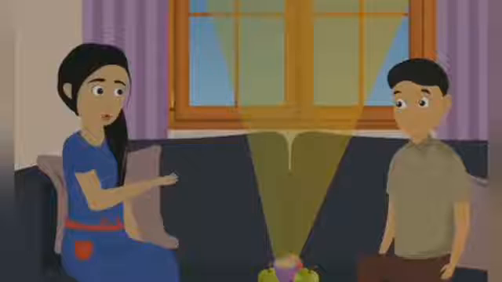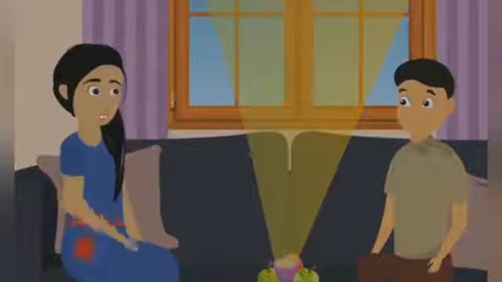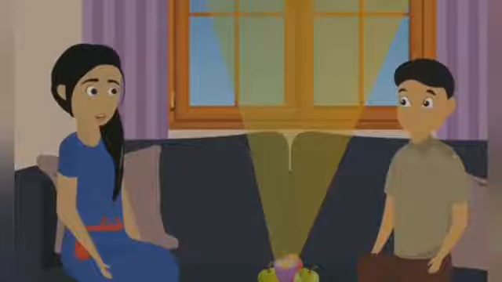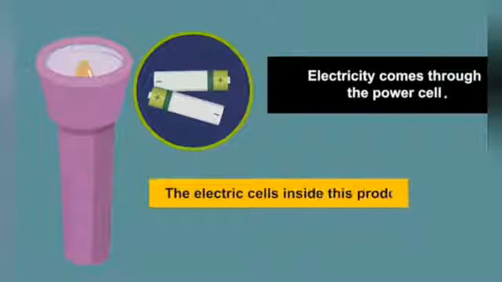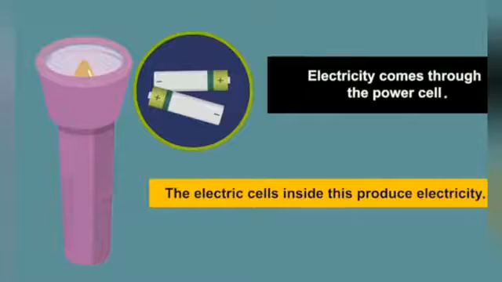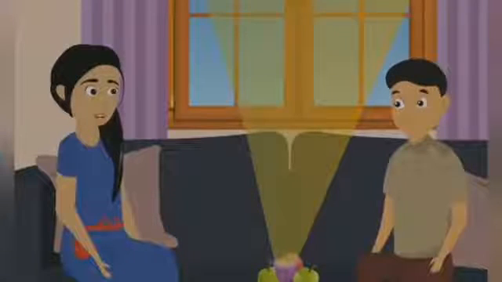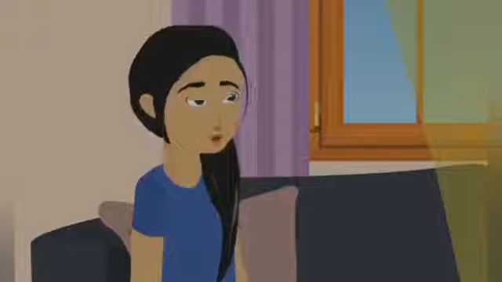Rightly said, Sohan. Electricity in that bulb passes through wires. These wires are inside or outside the ground or walls. In this torch, electricity comes through the power cell. The electric cell inside this produces electricity. We will learn more about it in the school tomorrow. Then I will teach you in detail about this. Sure, sister. Yes, sure.